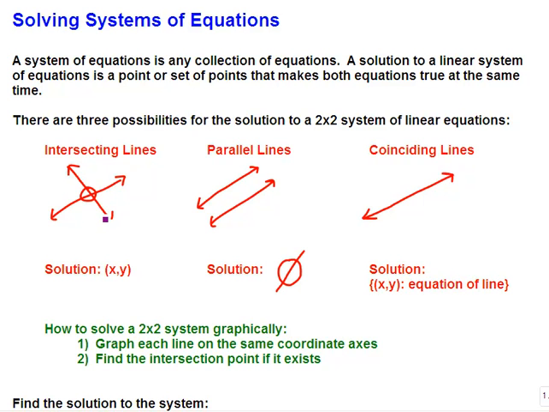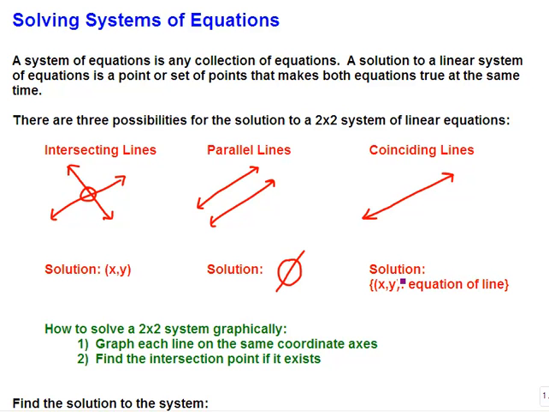Another possibility with 2 lines is that they could be parallel lines. And if that's the case, there's no intersection at all, so our solution would be the empty set. And then the third case, which isn't quite as common, is if you have 2 equations that may look initially very different. However, when you go to graph them, they turn out to be coinciding lines. So they turn out to be the same line right on top of each other. And in that case, every point on the line makes both equations true since they are both the same line.